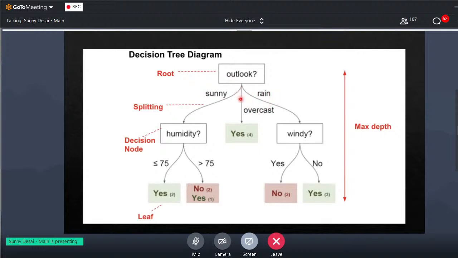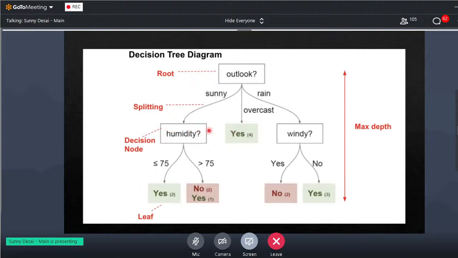So what does it mean? When your friend comes out to play with you, before she gives you a decision on whether she is going to come out or not, she first looks at how the weather is outside. If the weather is sunny, then your friend will further think about humidity. If the weather outside is raining, your friend will think about whether it is windy or not. But if it is overcast, it means that the weather is very nice. Then your friend will say, "Yes, I'm going to come and play with you. I don't need to give it a second thought."